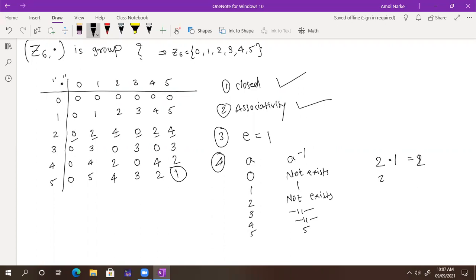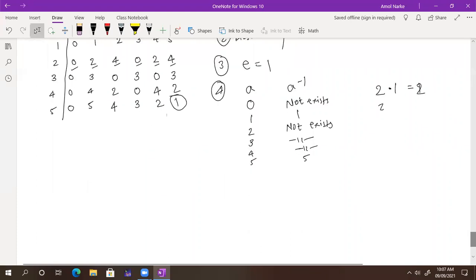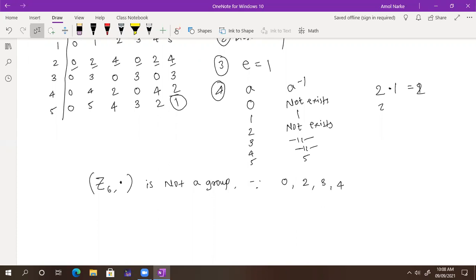So is this a group? No. So what should you write down directly? You write down: Z6 with multiplication is not a group, since which elements do not have an inverse? 0, 2, 3, 4 do not have an inverse.